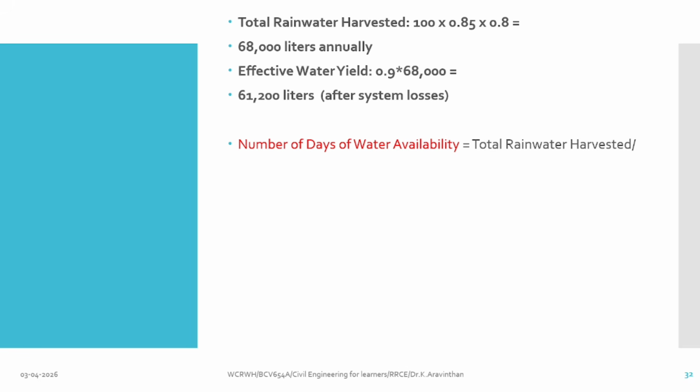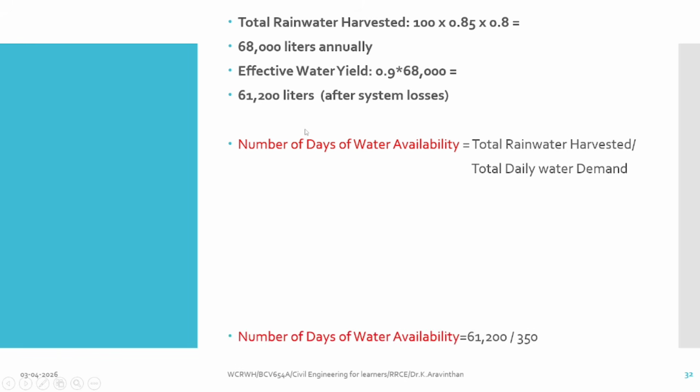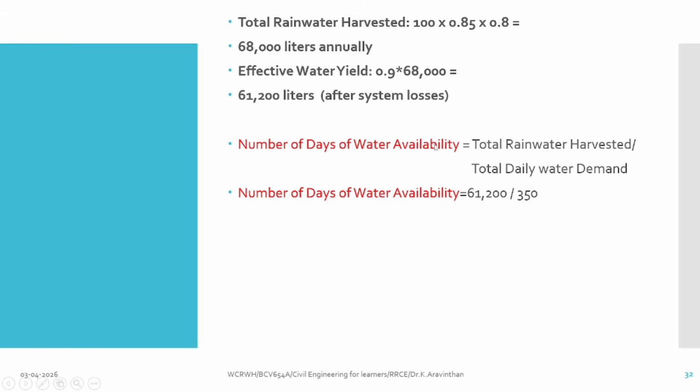Now let us come to the second part: for how many days it could serve during the dry days. Now, the number of days of water availability. The total amount of water available is 61,200 liters divided by the daily water demand. Our demand for domestic and gardening purposes is 350. So it could serve 174 days. 5 to 5.5 months it can serve.